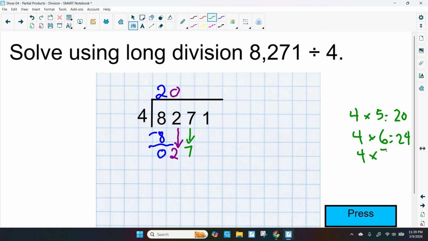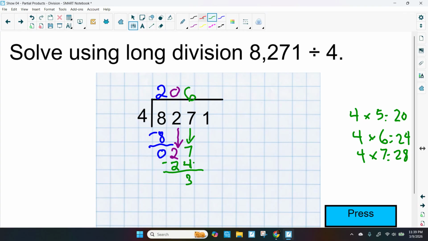4 times 7 is 28. Oh, that goes past it. So I got to use 4 times 6. So 4 goes into 27 6 times, and 6 times 4 is 24, and I'll subtract. 7 minus 4 is 3. 2 minus 2 is 0, so I don't need that.